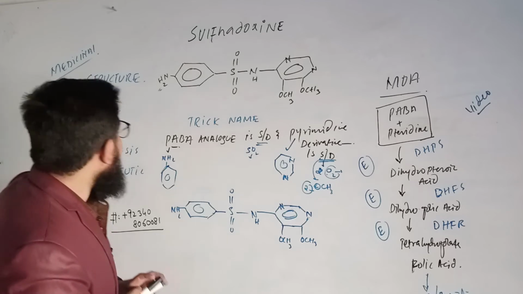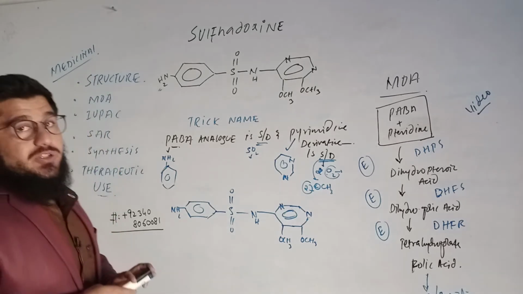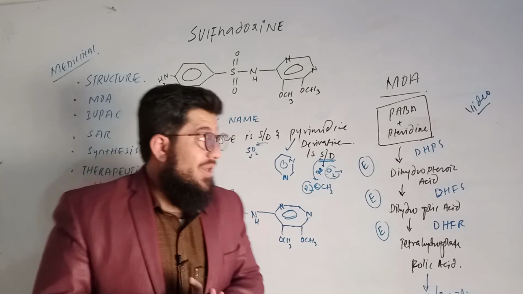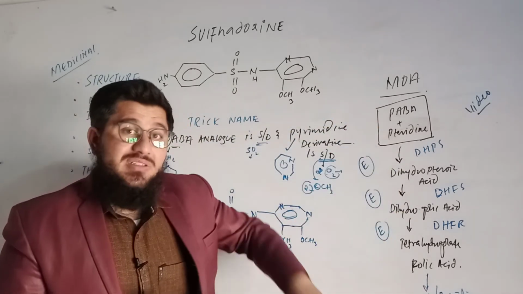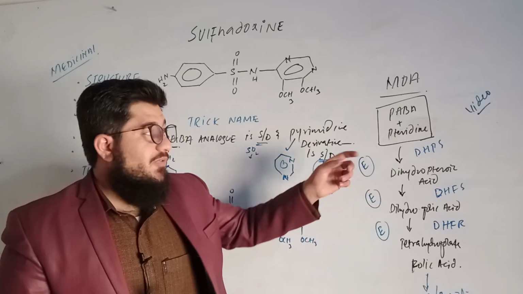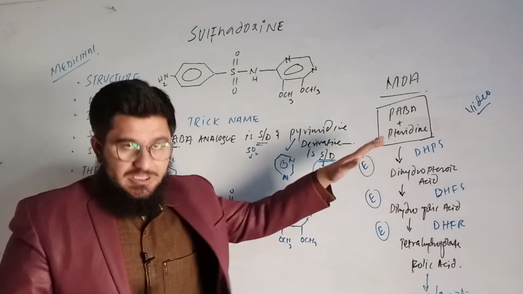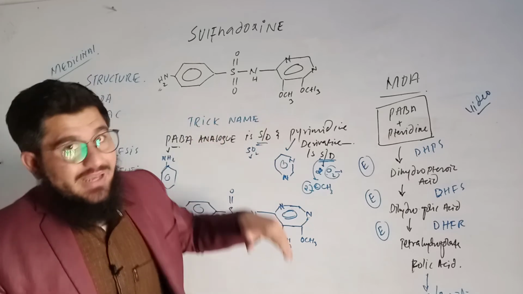Okay, now let's come towards the mechanism of action of this sulfadoxine. Now, what is the mechanism of action? Very simple. This is the entire pathway that is actually leading towards the synthesis of the DNA. So first of all, I will give you a briefing about this pathway. Then we'll come towards the drug and its mechanism of action.